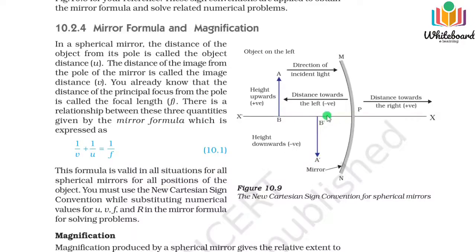So you can see this image distance we have to measure from the pole, and it is also along the negative x-axis. Now the height of the object is along the positive y-axis, so it will be taken as positive. The image position and image height will be taken as negative y-axis.